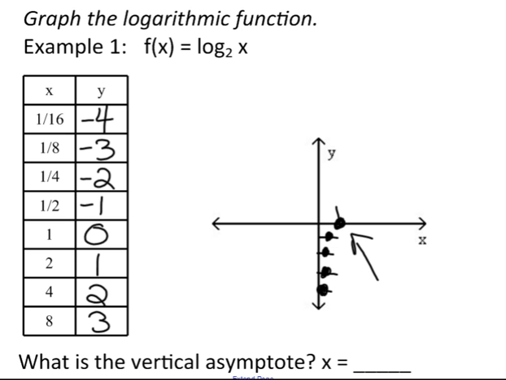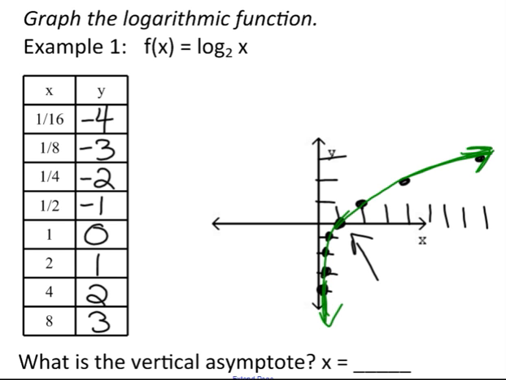This is the point you're going to keep your eye on. 1, 0, 2, 1, and 4, 2, and 8, 3. Okay, so if I connect those dots, I have this graph. I missed the point there. There you go.